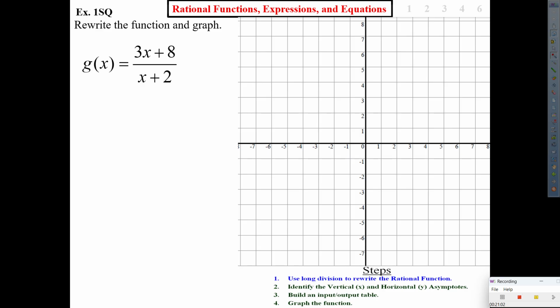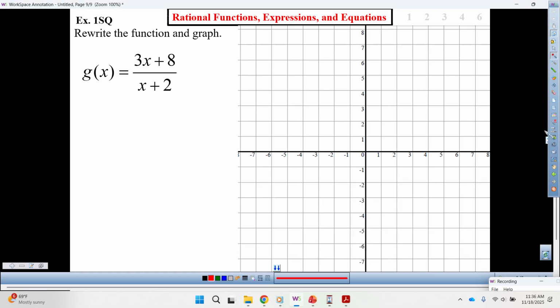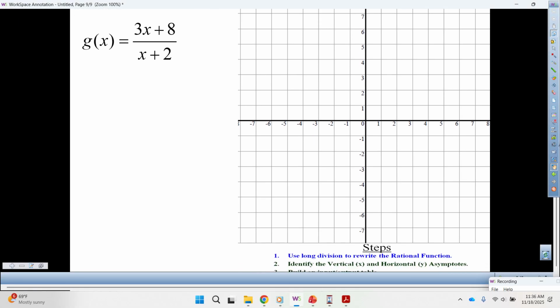All right. We good? All right, get us started, please. What did you do first, Geo? Long division. So 3x plus 8 divided by x plus 2. So tell me what you write. Oh, it's frozen? Oh, my bad. Let it go.